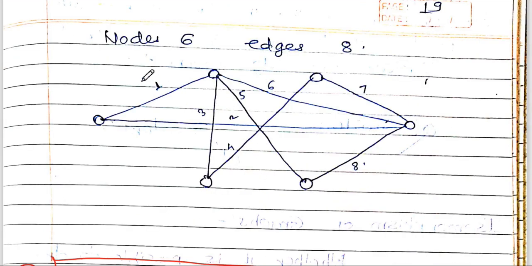So we have drawn this graph. How many nodes are there? 6 nodes. This is A, B, C, D, E and F. So the graph has 6 nodes, so n is equal to 6, and edges are 8. So we have drawn this graph, and it is possible to draw this graph.